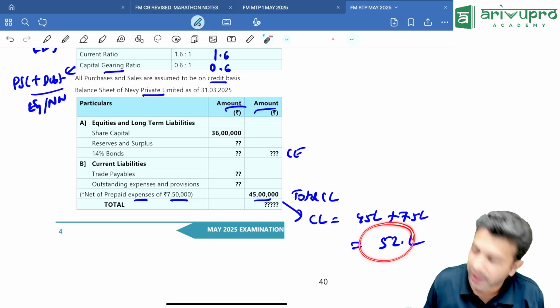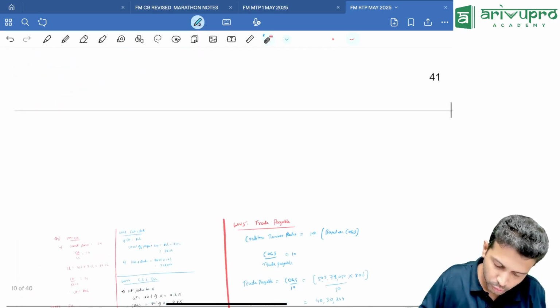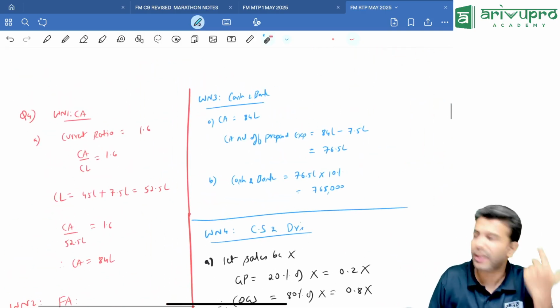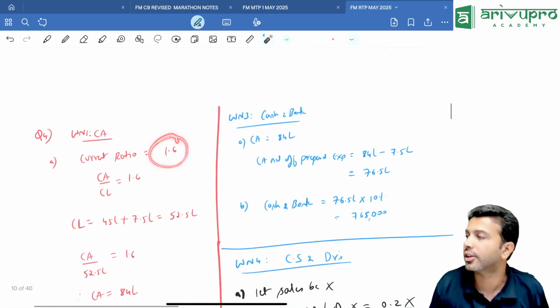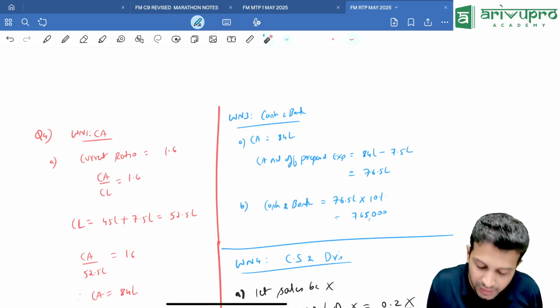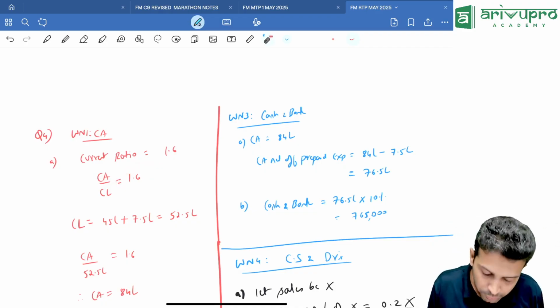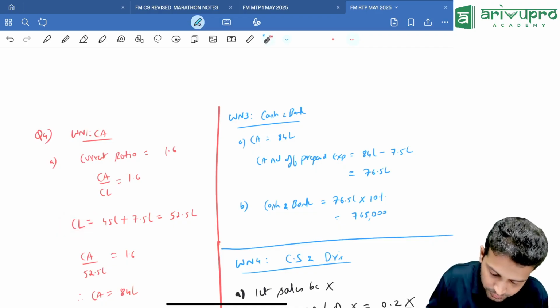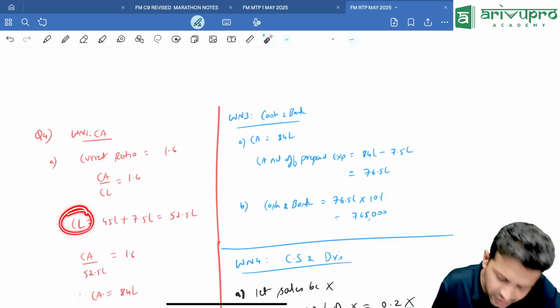Now, how much is the current liability, sir? I've already solved it. Quickly, we'll review it. In fact, the current ratio we will start with. What is the current ratio given in the question? 1.6. How do you get the current ratio? Current assets divided by current liability is 1.6. Therefore, current liability will be equal to what, sir? In fact, I can substitute. How much is the current liability?